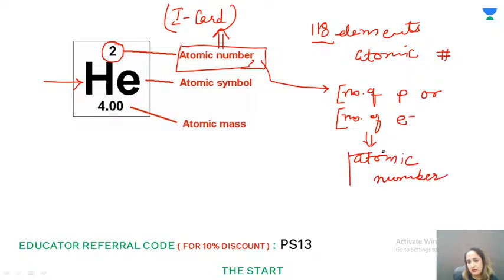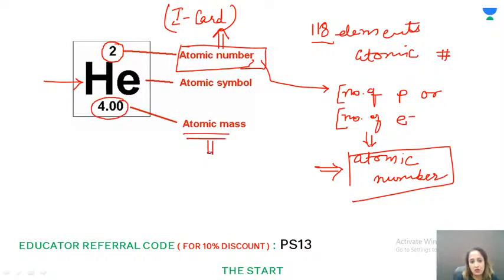So guys, this is the most important point when we talk about the modern periodic table, because in the modern periodic table all the elements are arranged in the increasing order of their atomic number. आपको ये याद रखना है कि atomic number है या atomic mass है. So here at the bottom is atomic mass. And what is atomic mass? All of you know it. Atomic mass is the total number of protons plus neutrons present in the nucleus. That is the atomic mass.